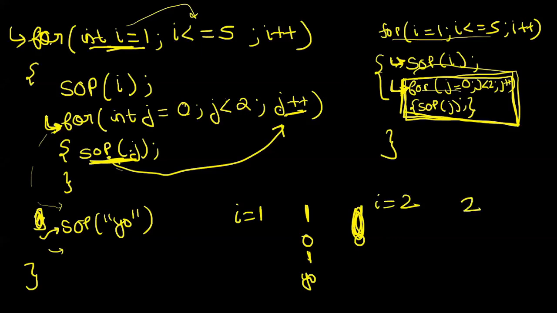So what happens, guys? Again, this loop will run. j equal to 0, you will print the value of j. j equal to 1, you will print the value of j. Then you come outside this for loop and you print yo. Then what will happen, guys? Again, the value of i becomes 3.